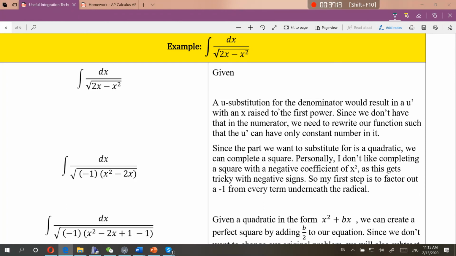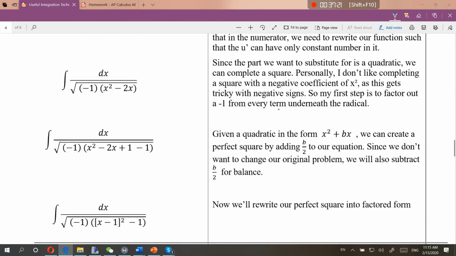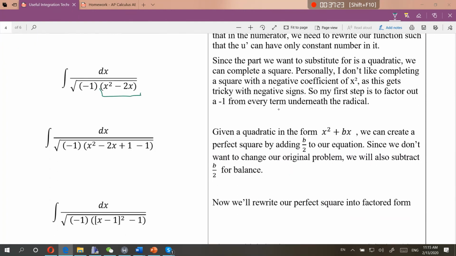So starting with this, I've got 2x minus x squared on the bottom. I'm going to multiply through by negative 1 just to move my x squared in front. So for this x squared minus 2x part, if I wanted to complete a square, I could take my middle term, divide by 2, and square it. So negative 2 divided by 2 is negative 1, squared is positive 1. So that gives me x squared minus 2x plus 1. Because I added 1, I also have to subtract 1 in order to not change the problem.